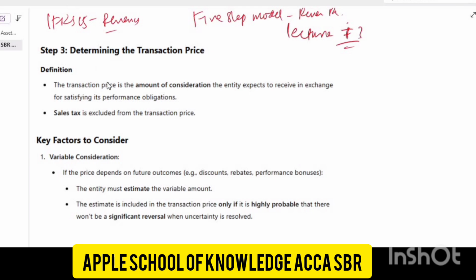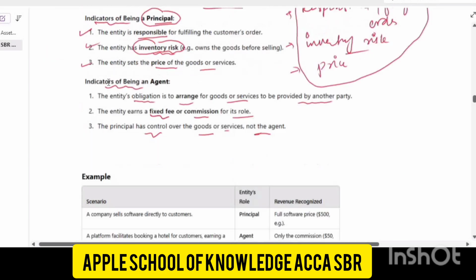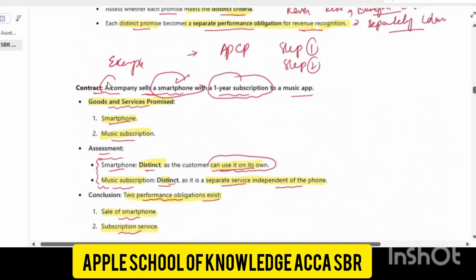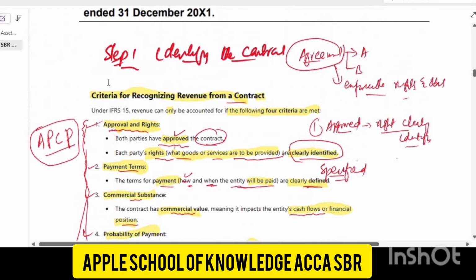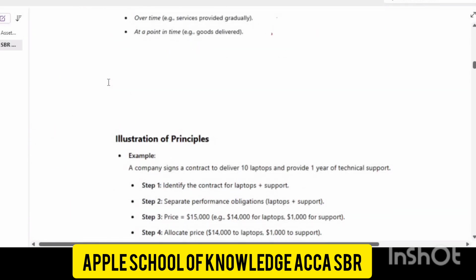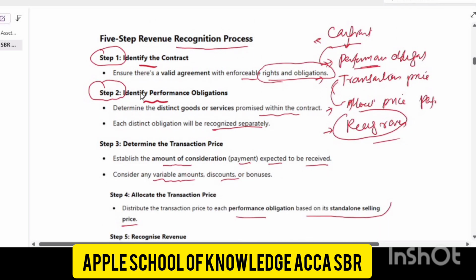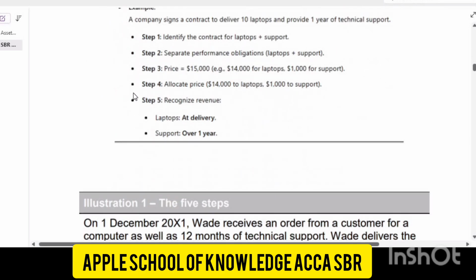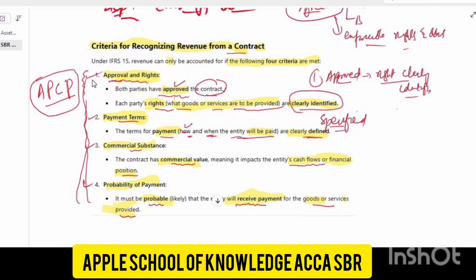We have already studied the first two steps, that is the identification of the contract, and then identify performance obligation. Then we have already discussed in more detail that the revenue from the contract will be recognized when the 4 criteria are met, then you have to recognize the revenue.